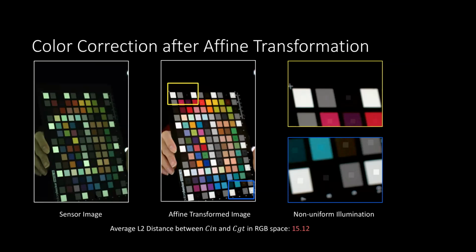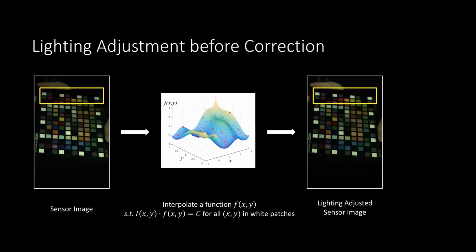That's definitely undesirable. So we can add an additional lighting adjustment step before the color correction. We can assume that the intensities of the white patches change linearly with respect to the illumination change across the color checker. Then we can interpolate a function f such that f times the intensity of each pixel in the white patches equals some constant value. Once we have the interpolated function, we apply it to every pixel in the color checker. So we get the lighting-adjusted sensor image on the right.